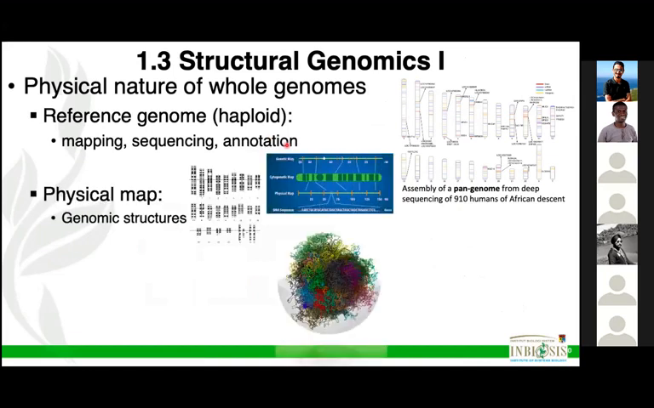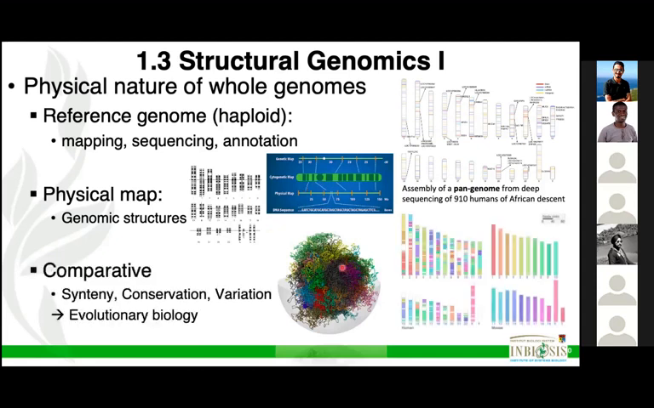There's also the physical map, like this karyotype, and then you can have the physical location of the genes. It deals with the genome structure. Now there's 3D genome study, and also the comparative side of structural genomics that deals with synteny, conservation, and variation. We'll come back to this again later. So you can see here, this is how the chromosome synteny looks in the human genome.